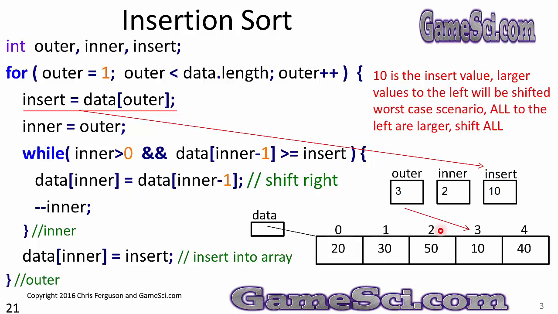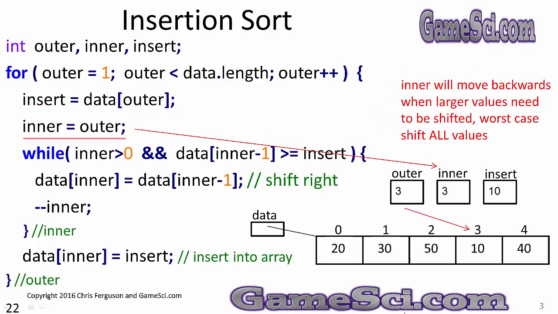50 was our best case. 10, because it's smaller than everybody else, is sort of our worst case scenario. I have a feeling we're going to have to do a lot of shifting. Inner equals outer. Inner will move backwards when larger values need to be shifted. Once again, this is a worst case scenario. Everybody to the left of 10 is bigger. We're going to have to shift them all over.